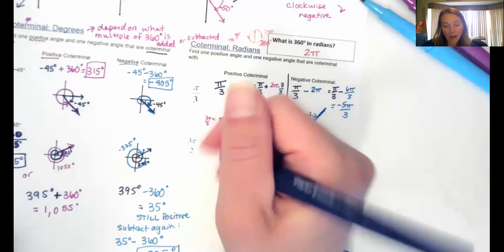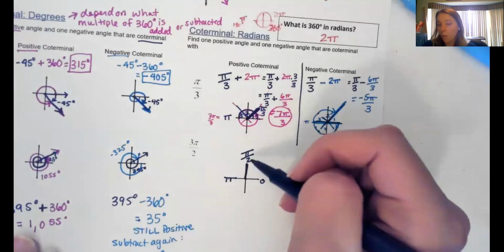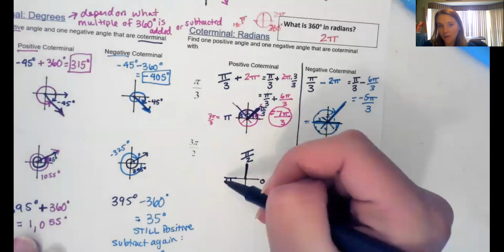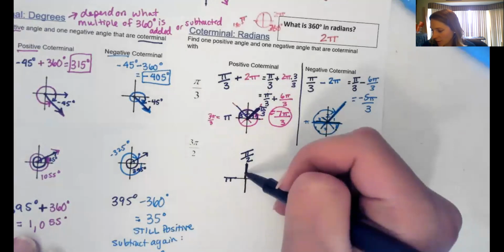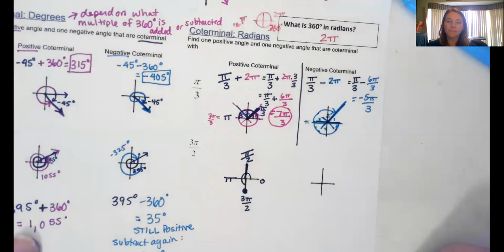Okay, so then we get to 3 pi over 2. So 3 pi over 2, well, if this is 0 and this is pi, this right here is half of pi. So we call that pi over 2. So if this is pi, this is halfway. That's why it's pi over 2. So 1 pi over 2, 2 pi over 2, 3 pi over 2 is right here, down here.